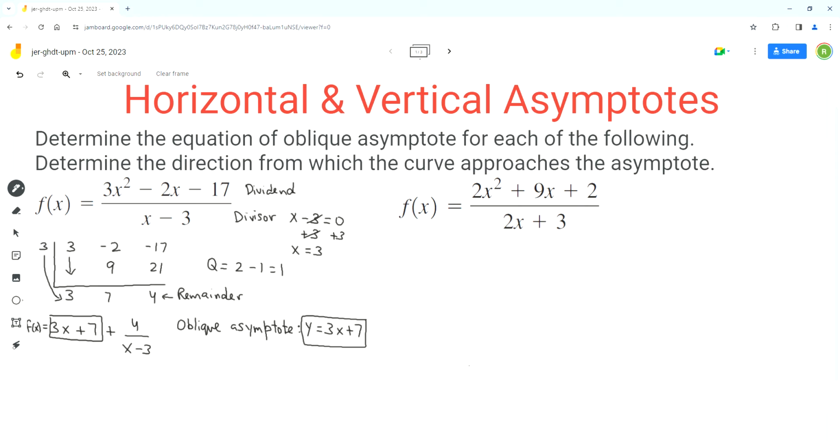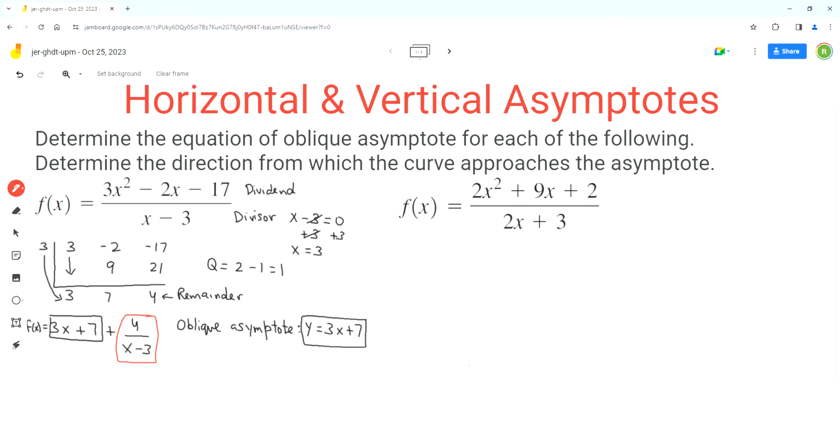Now we have to find the direction from which the curve approaches the asymptote, and for that we'll have to analyze this part of the expression for f at x. If this fraction is greater than 0 for a big x value, that means the curve approaches the asymptote from above, and if this value is less than 0, that means the curve approaches the asymptote from below. So we'll have to evaluate the limit.